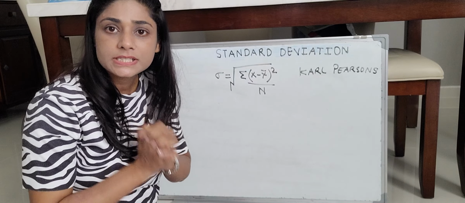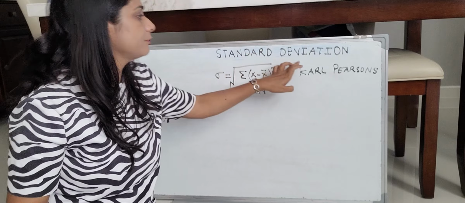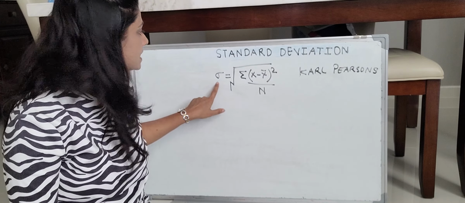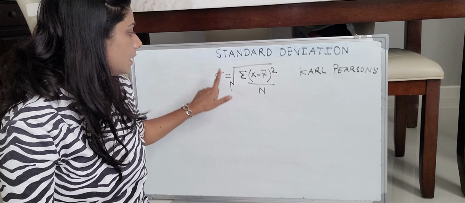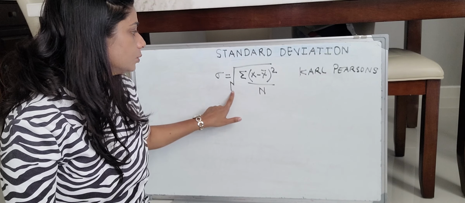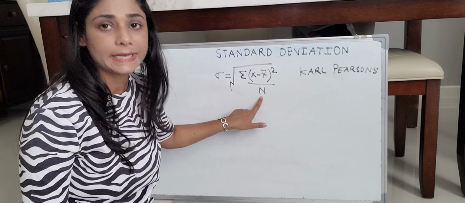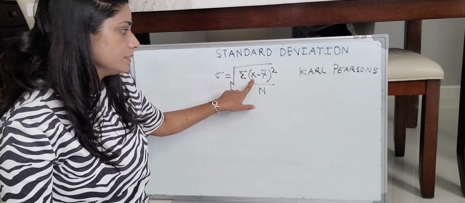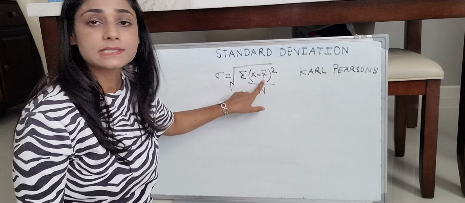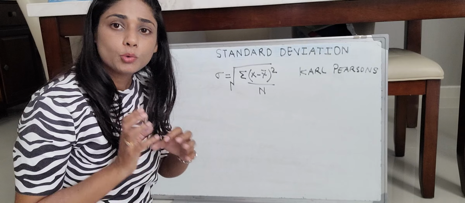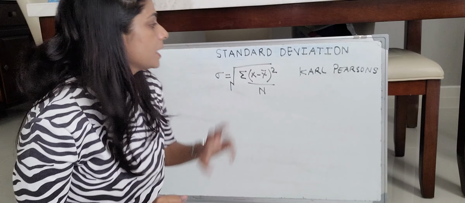So today we are going to discuss a new topic, standard deviation. This is the symbol we denote by sigma for standard deviation. Now sigma equals under root of sigma summation (x minus x bar) whole square upon n, where x are the observations, x bar is the arithmetic mean, and n is the total number of observations. So quickly we will know about the theory.